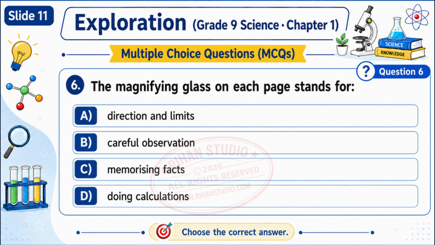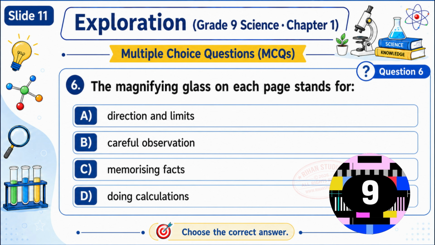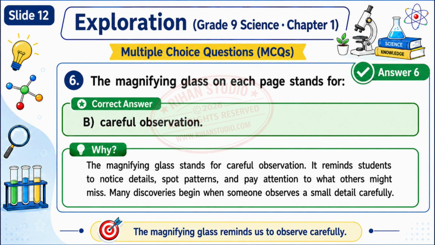6. The magnifying glass on each page stands for A. Direction and limits. B. Careful observation. C. Memorizing facts. D. Doing calculations. Answer. B. Careful observation.